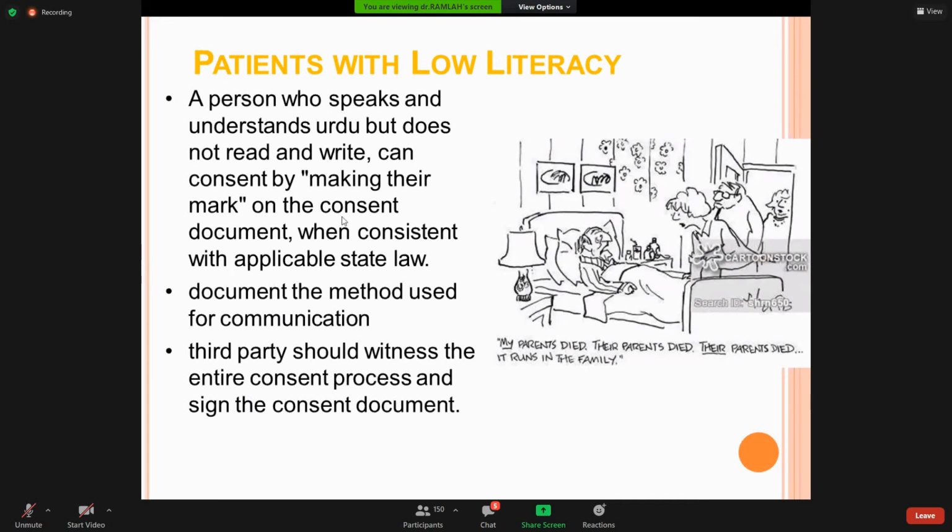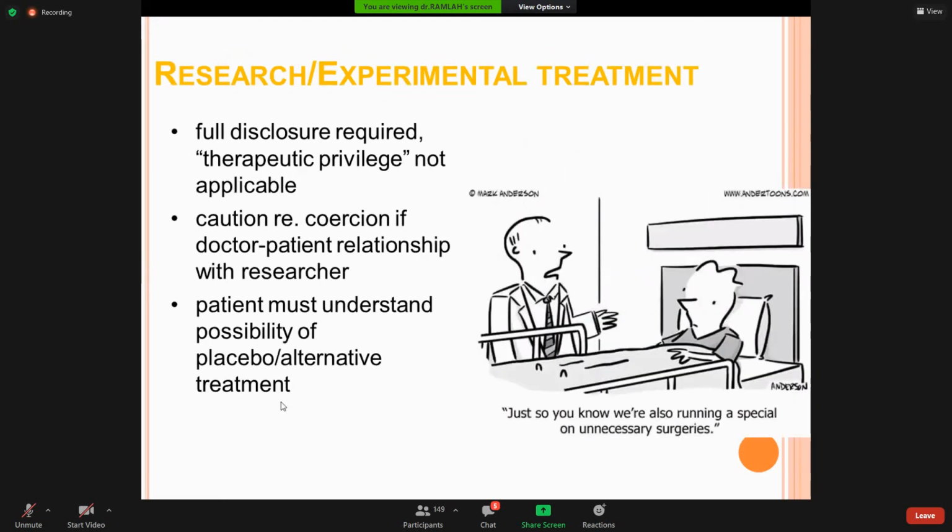Okay, because sometimes the challenge is, sir, I didn't even know what was written in it. A third disinterested party can serve as a witness, if the case has been pleaded in court. For research purposes, as I already told you, here also you have to take proper consent. You will tell them what the alternatives are, and if you are giving a placebo, you will tell that too, and what drawbacks that new drug may have. So look for the disclosure required. You cannot take therapeutic privilege here, but you are supposed to explain each and every single thing regarding the treatment to the patient.